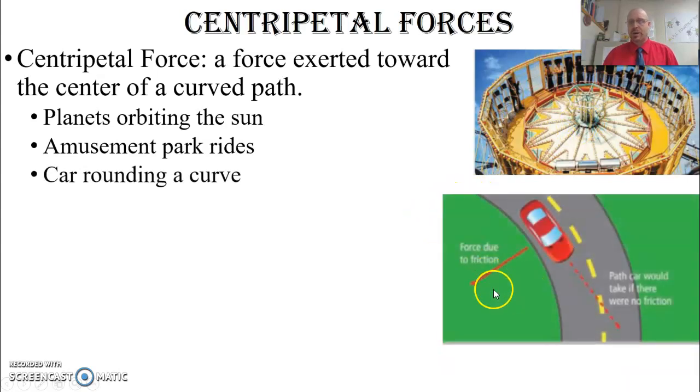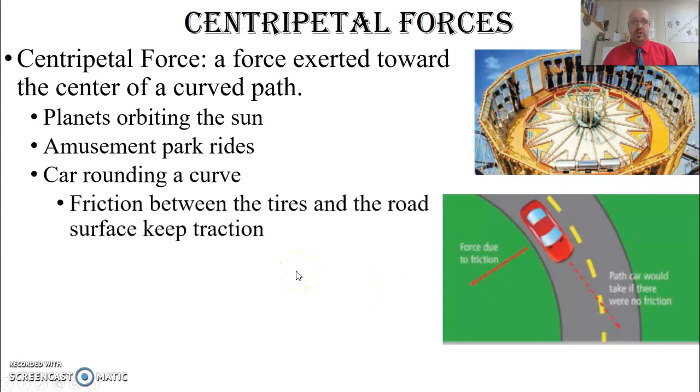It also works as a car rounding a curve. The car wants to take a straight path. We are accelerating towards the center. We're turning towards the center. And so there's a force due to the friction on the road that keeps us on the road. If we didn't have any friction, say it was icy, we'd slide off. We would take a straight path from the moment we lost friction.